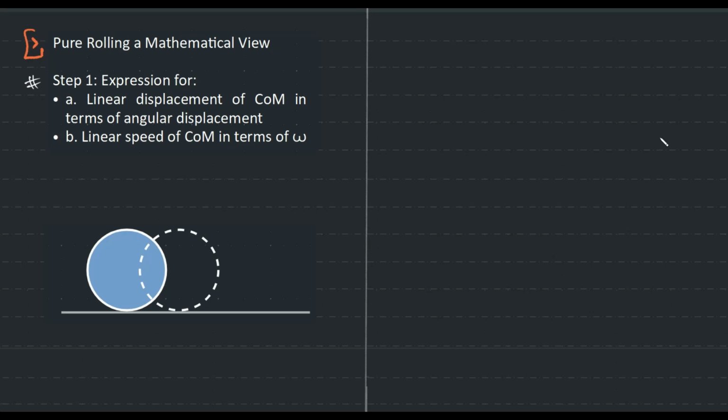So let's dig into rolling motion mathematically. This is where all the things add up. Now, the first step is to get an expression for the linear displacement of the center of mass in terms of angular displacement, and the linear speed of the center of mass in terms of omega. So let me put it across to you guys in this way.